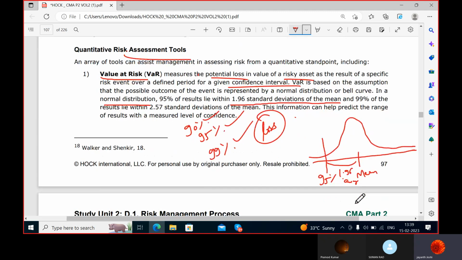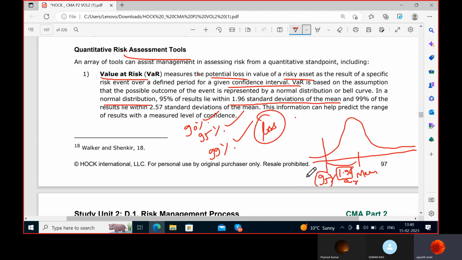All those things are not there in your CMA curriculum or syllabus anywhere. So I don't want to take you to that depth of the subject, it's not even required, but you can understand basically that if this is the mean and this is the 95% confidence interval, then from here to here the distance is nothing but 1.96 standard deviations. How much? 1.96. That's it. So 95% of your results lie within 1.96 standard deviations of the mean. That is the meaning of this point called the 95% confidence interval.